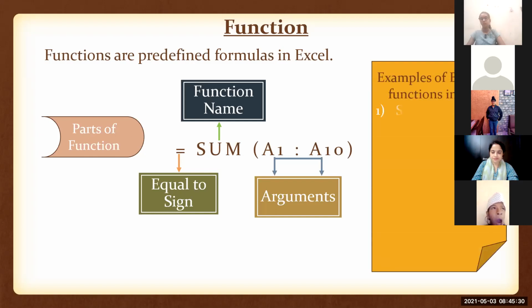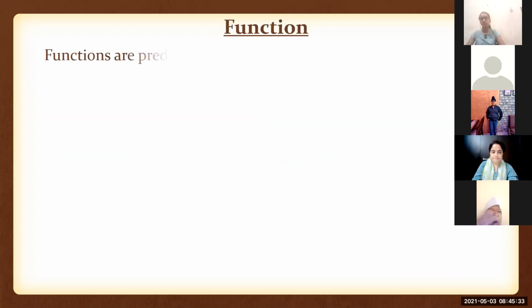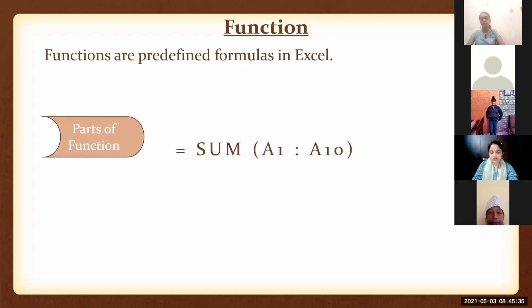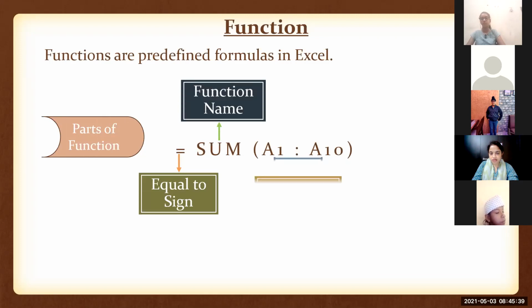Second is the range of the cells on which the calculation is to be performed. That is given within the brackets, within the parentheses. So in those brackets, we will define the first cell and the last cell separated by a colon sign. The colon sign is used to define the range of the cells on which we want to do the calculations.